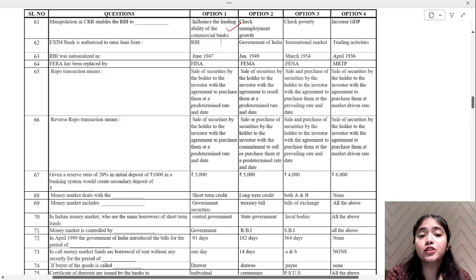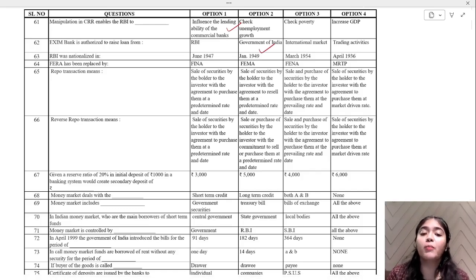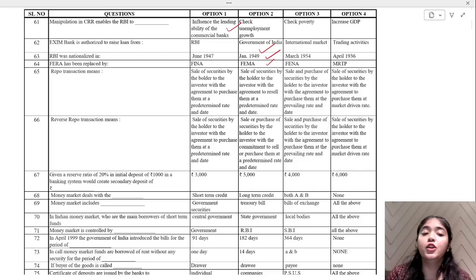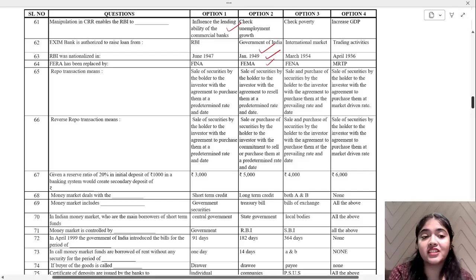Exim Bank is authorized to raise loans from RBI, Government of India, international market or trading activities. Yes, they can. They are authorized to raise loan from Government of India. RBI was nationalized in, very important question they can ask you in MCQ, June 1947, Jan 1949, March 1954 or April 1936. So you have to remember Jan 1949. FERA has been replaced by FINA, FEMA, FENA or MRTP. Correct? FEMA is the new act that has replaced FERA.